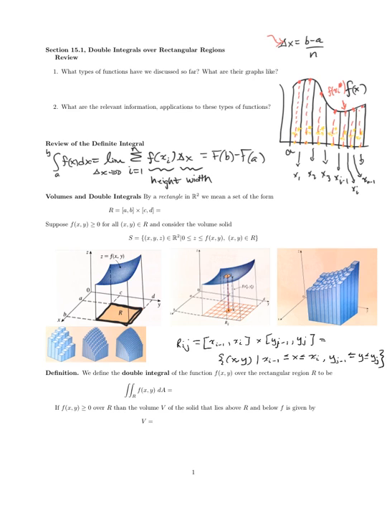Each area is delta x, delta y. So keep that in mind. Each area, delta A, is equal to delta x times delta y.